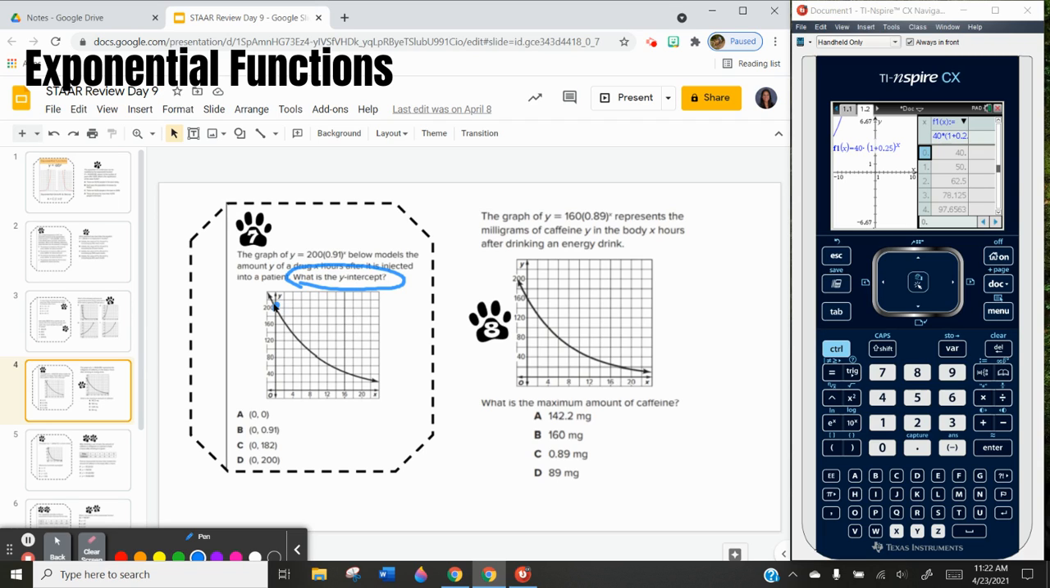So the y-intercept is the start value. So the start value is 200, so the answer is D.